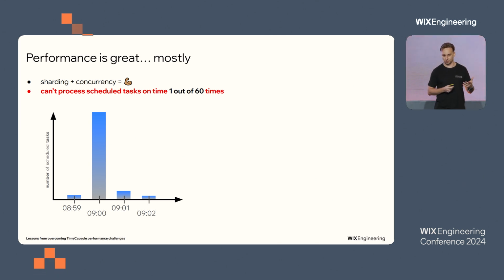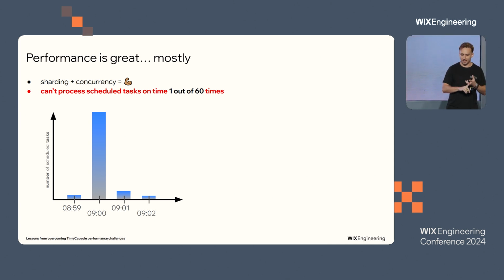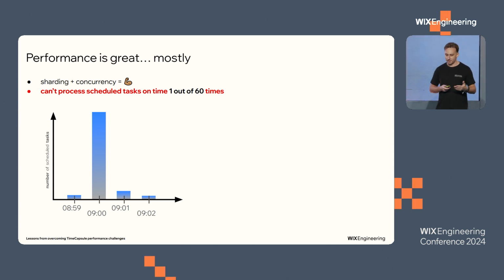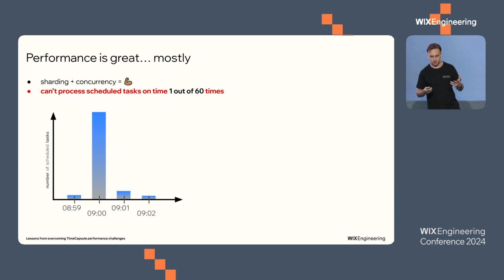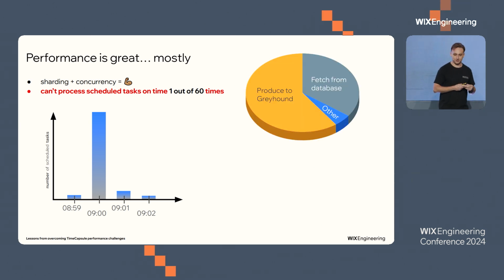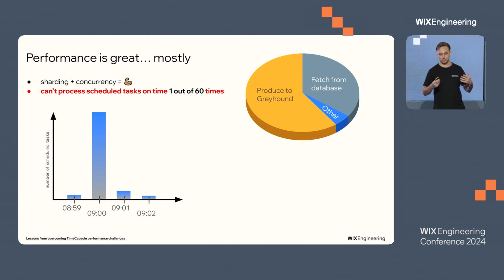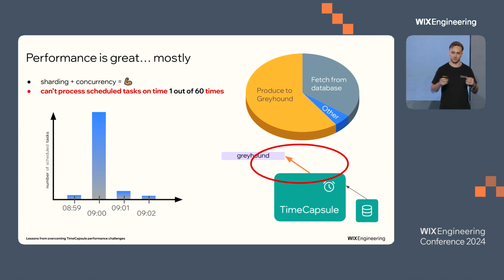Think about the alarm on your phone. It is likely set to something like 7 a.m. or 9 a.m., but not 8:59. So the same happens for TimeCapsule. Luckily, we have measurements. We measure everything, and we see that the slowest part of the flow is producing tasks to Greyhound. This is this part of the flow. And so we decided to tackle that.